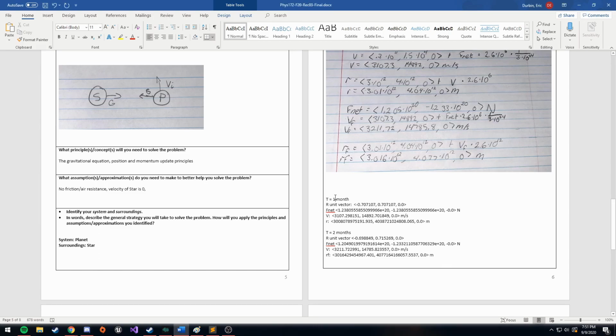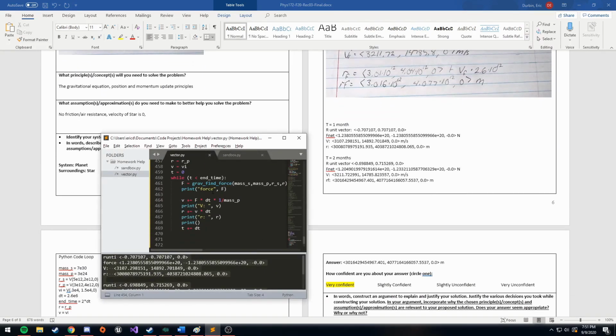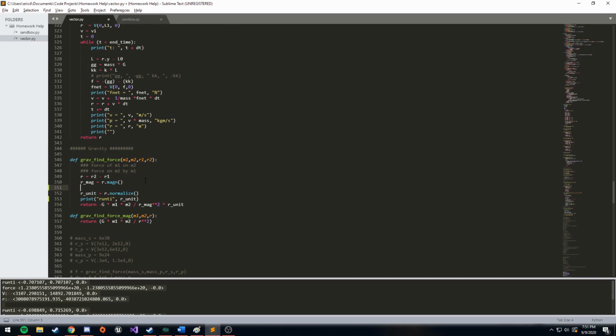What did you get for the magnitude that you multiplied times the r unit vector? I will tell you that in just a second. The magnitude should be like 2.85 times 10 to the 6, 7, 8, 9, 10, 11, 12.